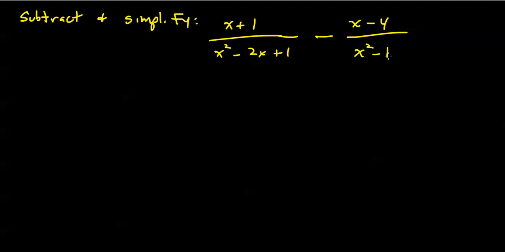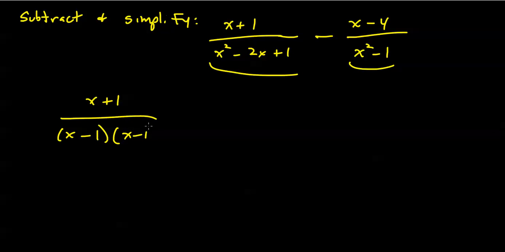Alright, so our first step should be to identify a least common denominator. And again, the least common denominator, or least common multiple, contains all factors of each denominator. So clearly we've got to factor these denominators to be able to spot the LCD. So that's going to be my first step here in this problem, to factor each denominator. Well, x squared minus 2x plus 1 factors as x minus 1 times x minus 1. And the second denominator is, of course, a difference of squares, and that'll factor as x plus 1 times x minus 1.